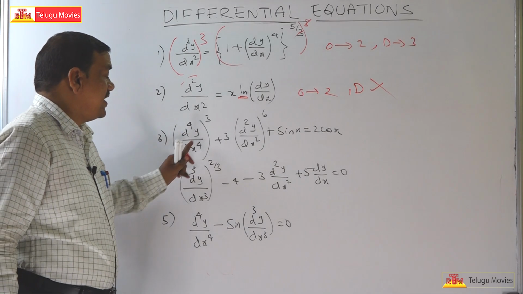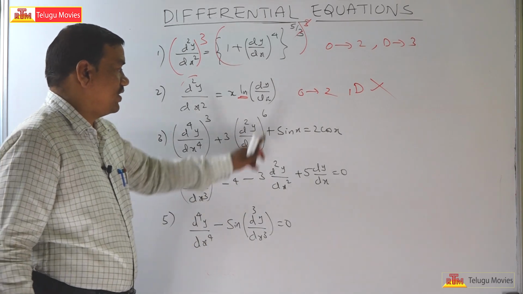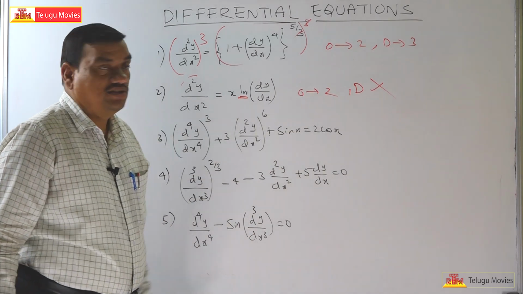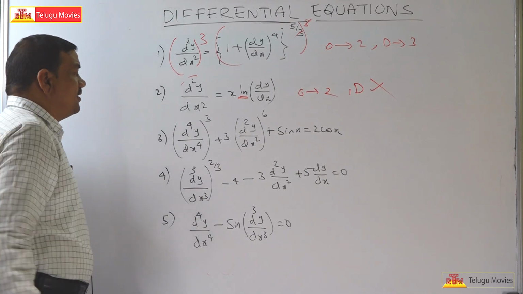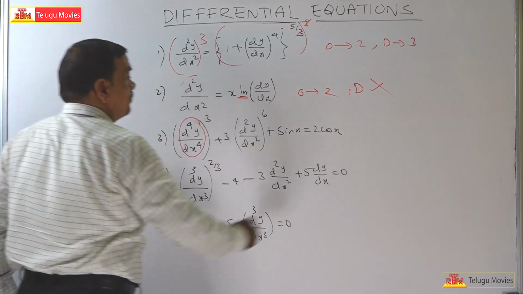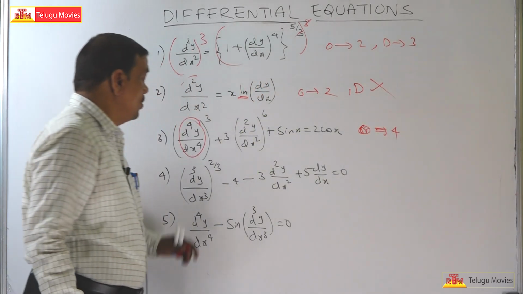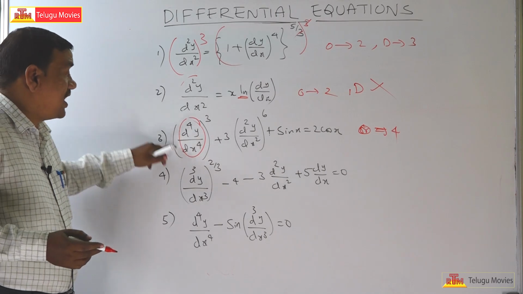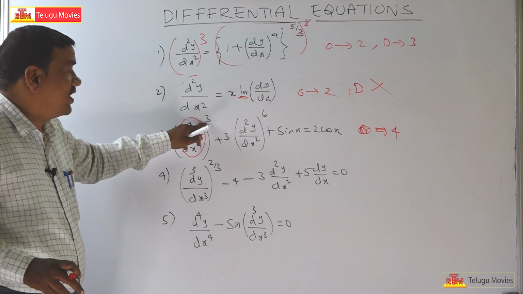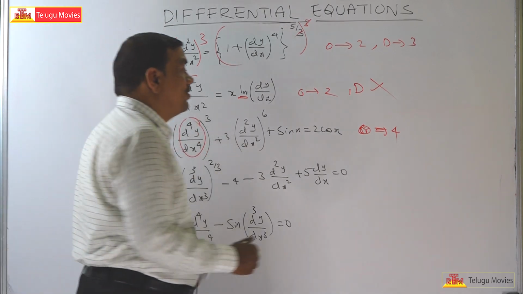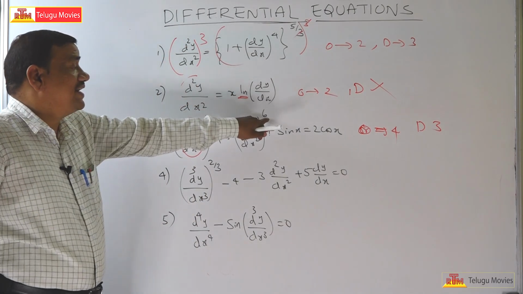(d to the power 4 y by dx to the power of 4) whole cube plus 3 times (d square y by dx square) whole power 6 plus sin x is equal to 2 cos x. Okay now, right. See here, the order of this differential equation is 4. What is the power of this highest order derivative? That is d to the power 4 y by dx to the power of 4, and its power is 3. Therefore, the degree is equal to 3. So, you should not take 6 as the degree.